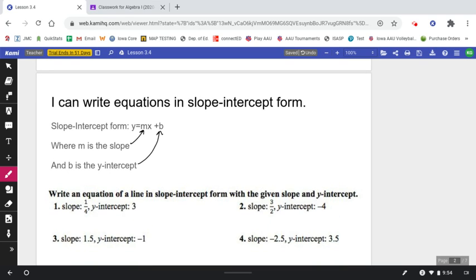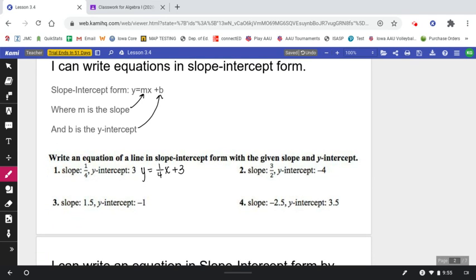So when they want you to write an equation of a line in slope-intercept form, and they give you the slope and they give you the y-intercept, all you have to do is replace m and b in the equation with the slope and the y-intercept. So for this one, I would write down y equals 1/4 x plus 3. This one, y equals 1.5x minus 1.